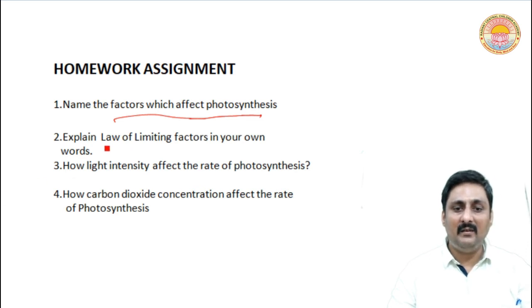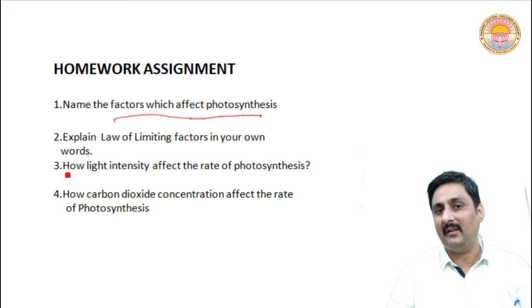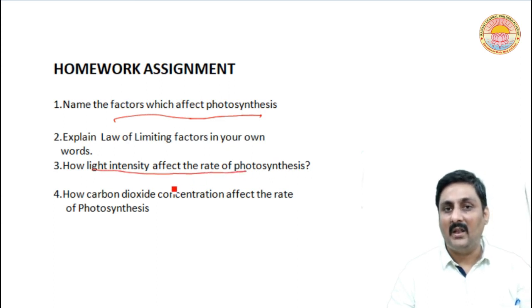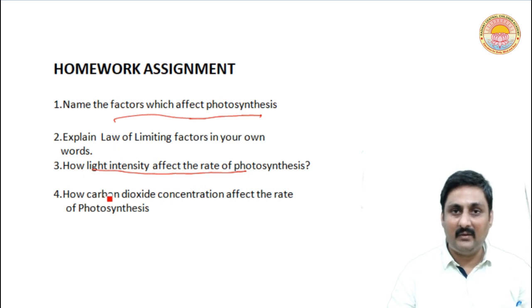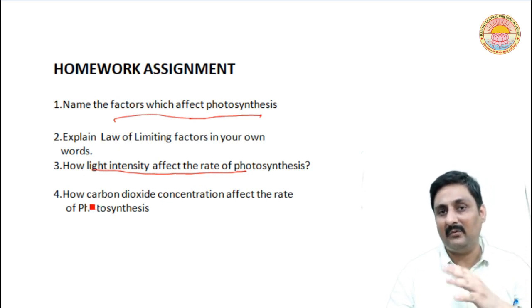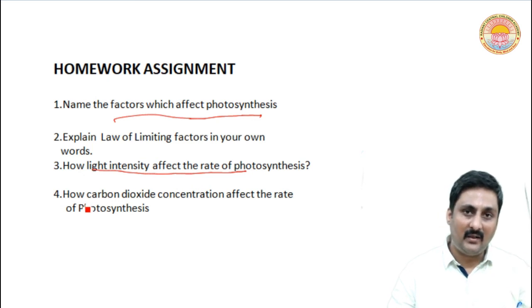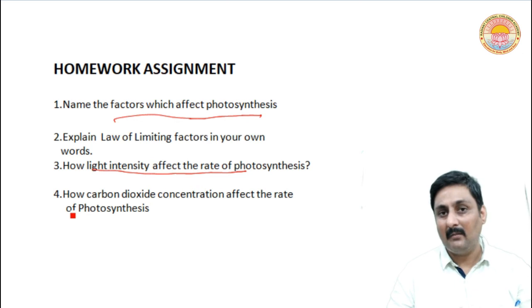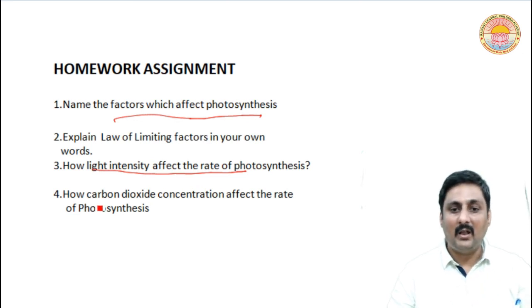Now explain law of limiting factor, Blackman's law of limiting factor. You have to explain in your own words. So I have already told you how light intensity affects the rate of photosynthesis. I have given a diagram and I have told you that light intensity up to a certain limit is helpful in increasing the rate of photosynthesis, but up to a certain limit. Now how carbon dioxide affects the rate of photosynthesis?